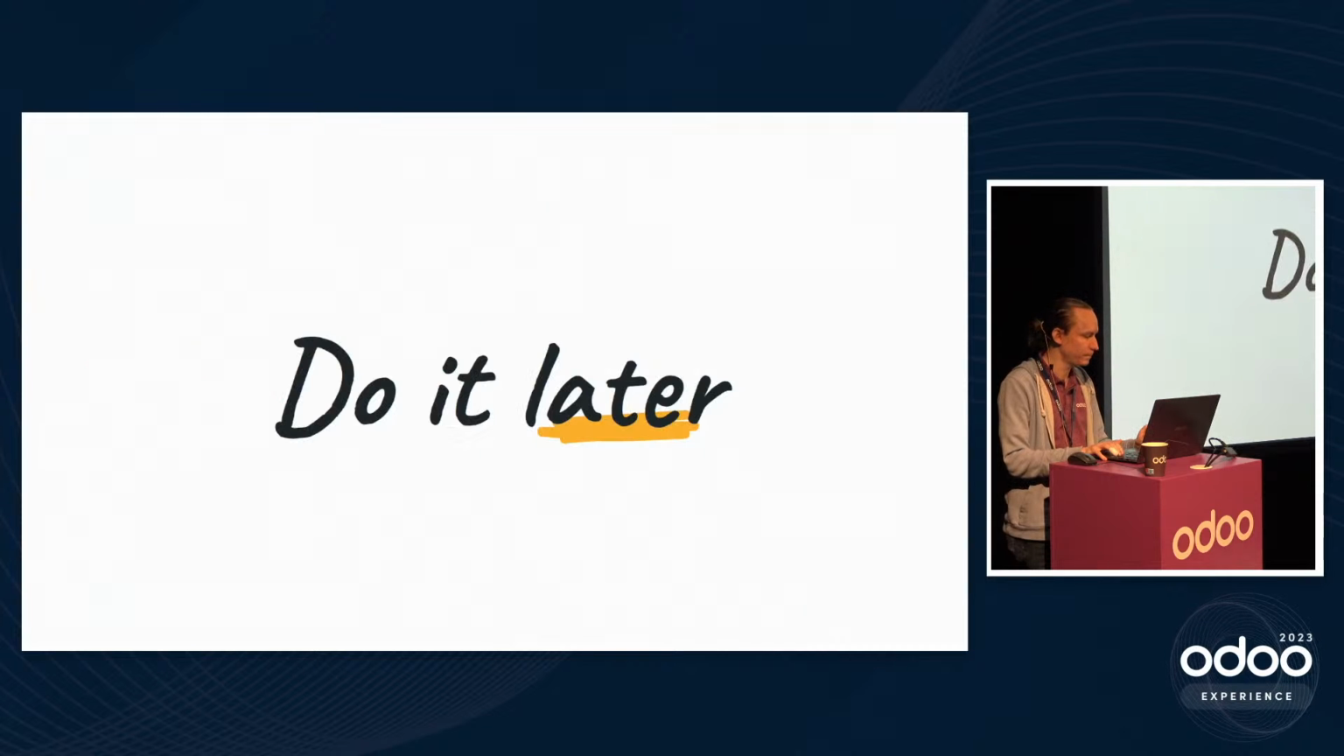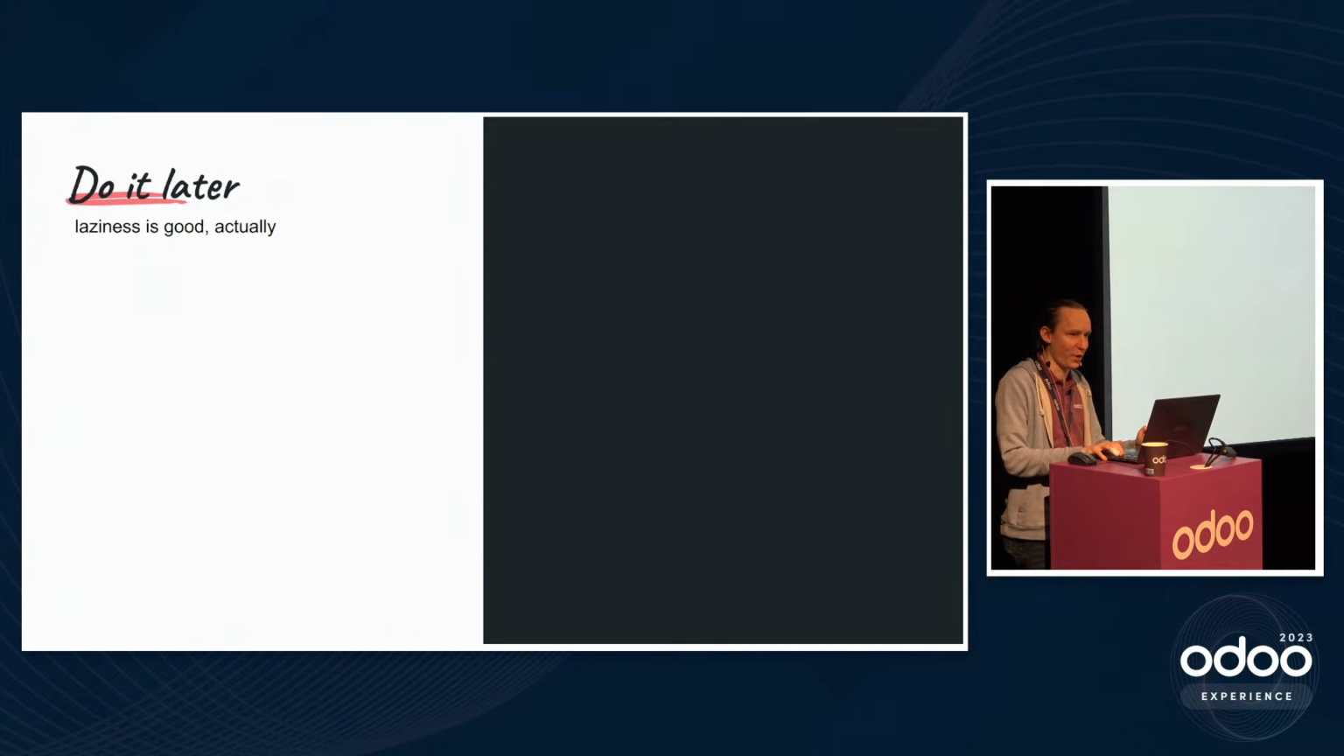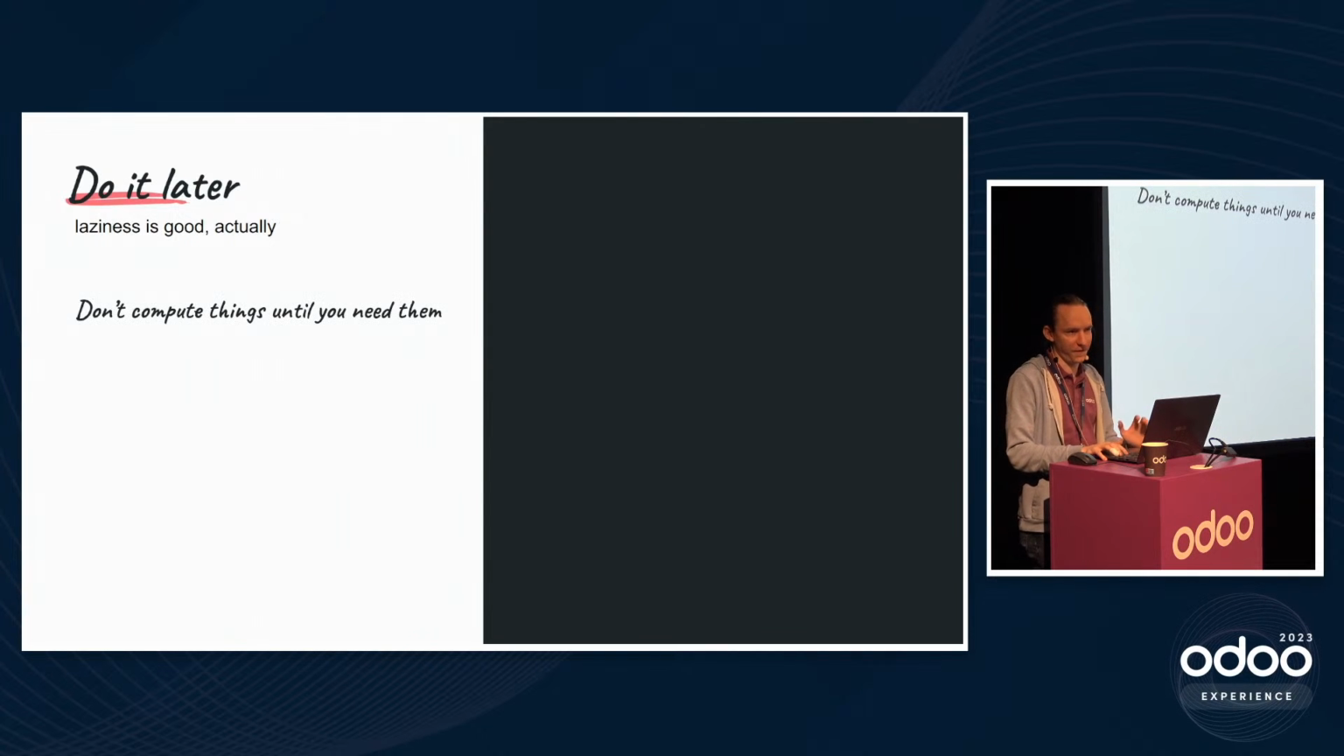The next point would be doing it later, and this one is about being lazy. So developers are famous for being lazy, trying to do the easy thing, but the thing that should be lazy is not just you, but also your code. Don't compute things until you need them. And that can include not rendering invisible components.